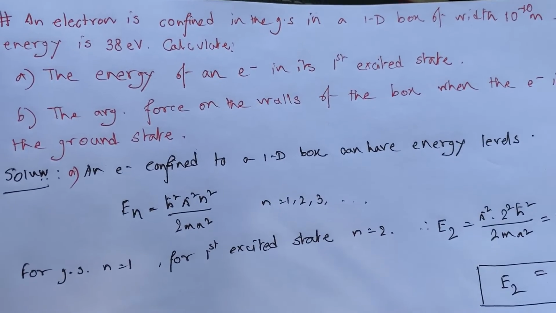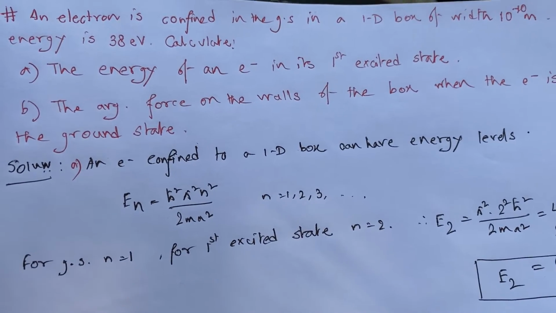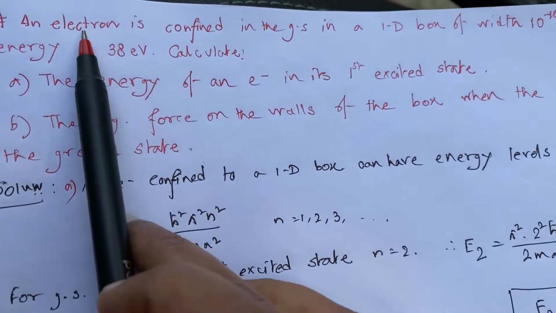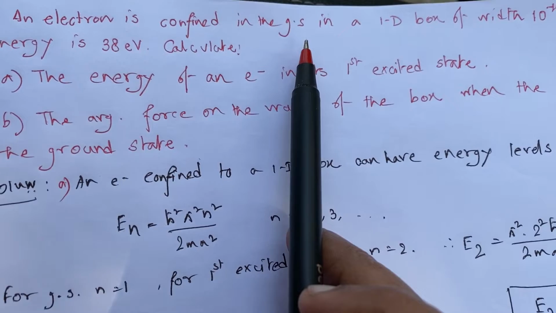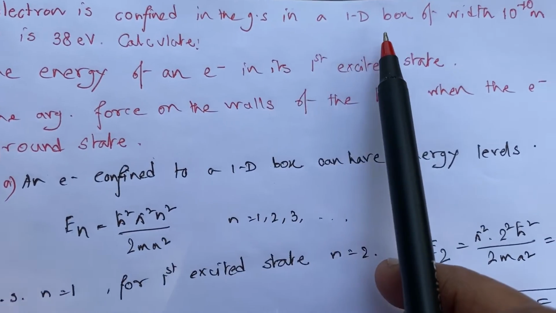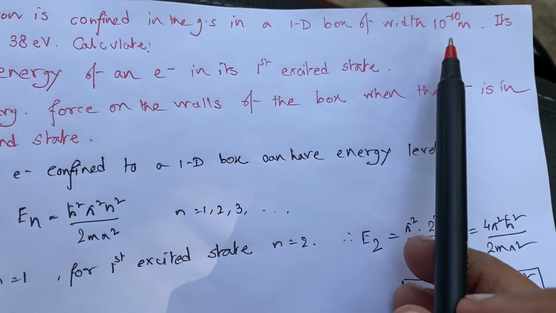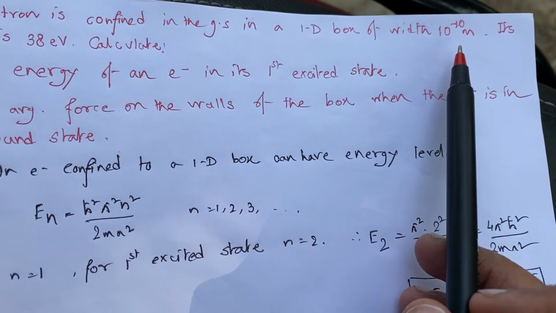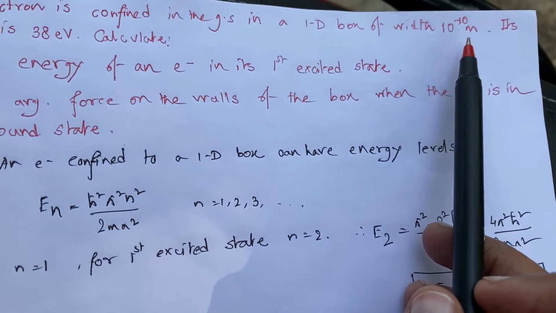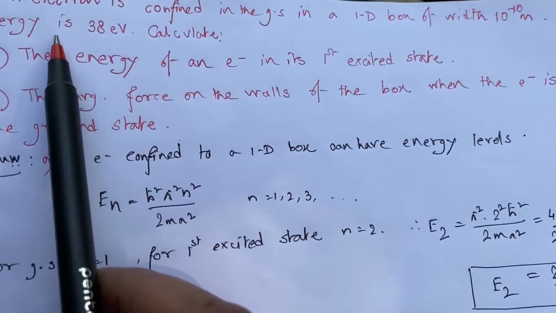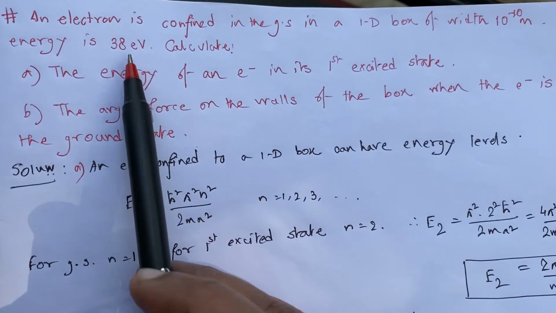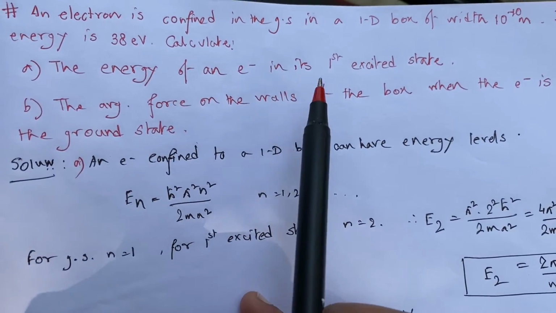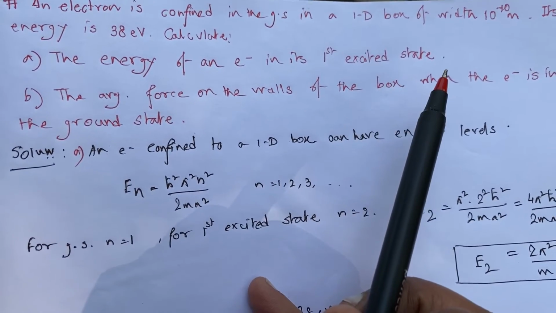Let us do a variation in the particle in a box problem. We are now dealing with an electron which is confined in the ground state in a one-dimensional box of width 10 to the power minus 10 meter, which is the order of the size of an atom. This is an angstrom. Its ground state energy is 38 electron volt. We need to calculate the energy when the electron is in its first excited state.